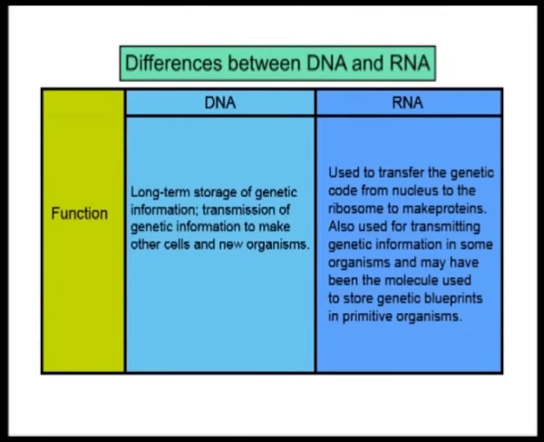Function-wise, DNA is a long-term storage of genetic information and is used for transmission of genetic information to make other cells and new organisms, whereas RNA is used to transfer the genetic code from the nucleus to the ribosome to make proteins. It is also used for transmitting genetic information in some organisms and may have been the molecule used to store the genetic blueprint in primitive organisms.